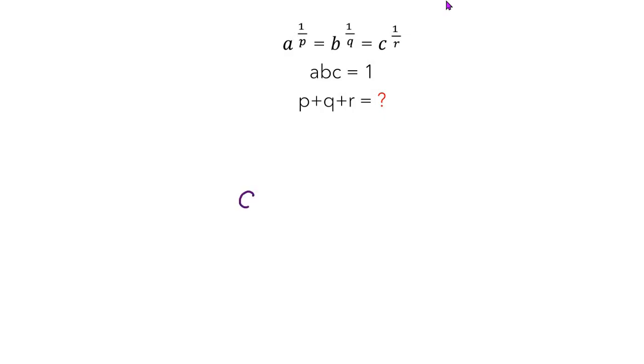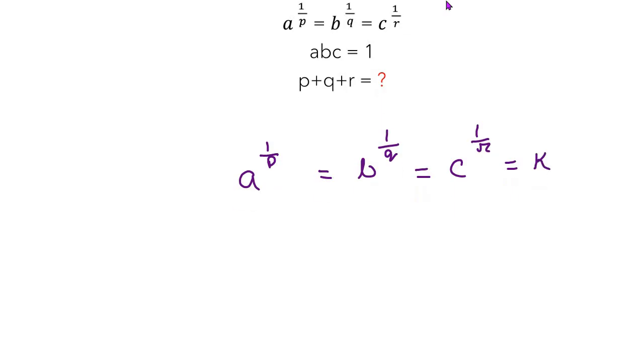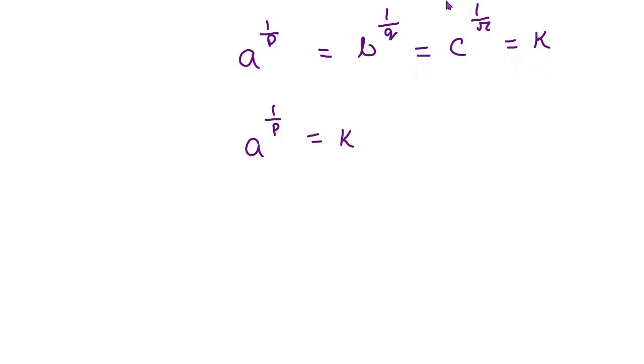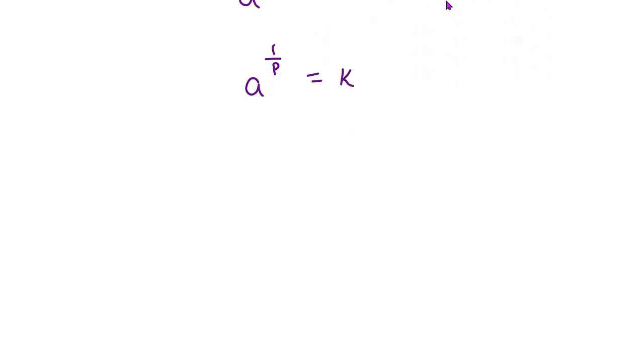First we can write a to the power 1 by p equals b to the power 1 by q equals c to the power 1 by r equals k. From here we can take the values separately and we can write a to the power 1 by p equals k. Then we can take the pth power on both sides and we can write a to the power 1 by p whole to the power p equals k to the power p.